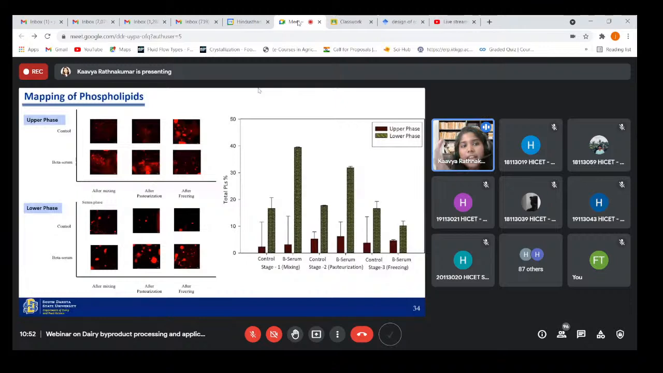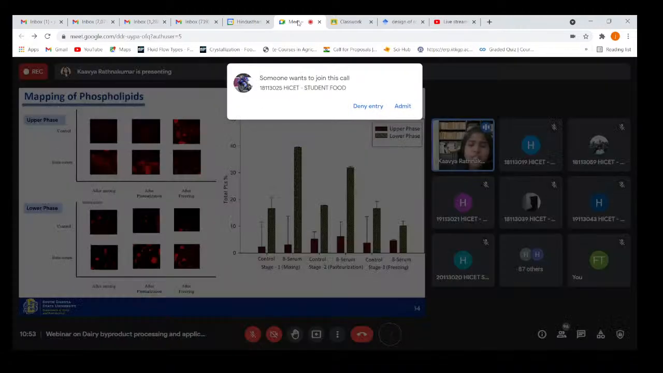This upper phase and lower phase is something which we centrifuged to see where the phospholipids lie. Are the phospholipids in the upper phase or the lower phase? We were able to see most of the phospholipids in the lower phase, and it also decreased depending on the stages.